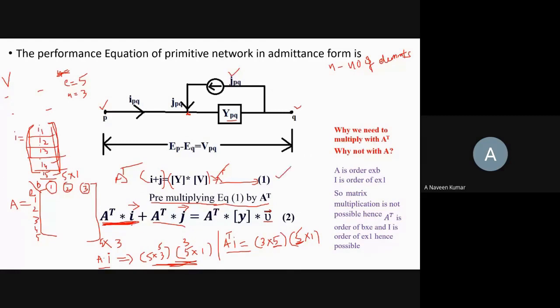The first step is the performance equation. The second step is multiplying with A transpose. And now in step 3, I am saying that we can replace A transpose into I is equal to 0. Directly I am saying that A transpose into I is equal to 0. How can we write this? I will explain further.